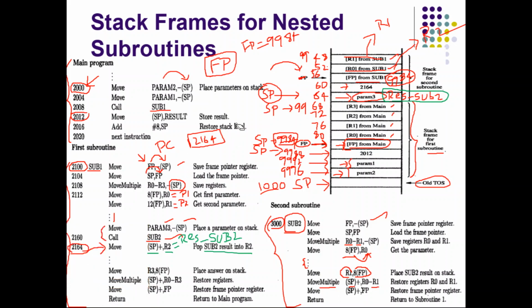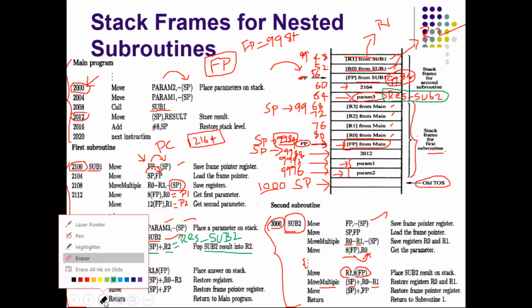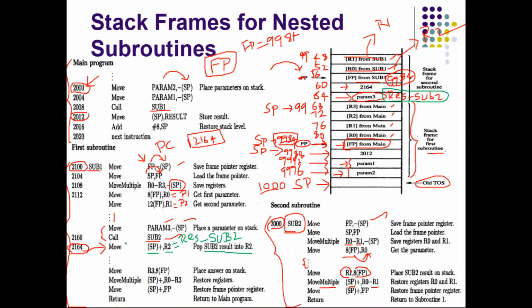So now once again SP will point to 9968. Now SP is pointing to 9968. Okay, fine. Then subroutine 1 is performing its job, whatever its job it is doing, and finally subroutine 1's result is stored in R3. Whatever job subroutine 1 completed, its result will be stored in the register R3.